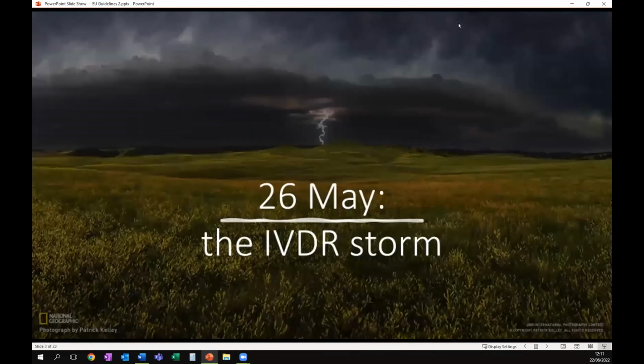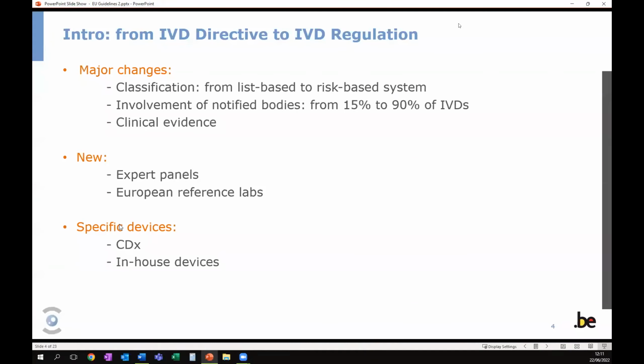So since last May, the IVDR finally applies after having been published since 2017. And because there are so many changes involved for IVDs, we do tend to speak of the IVDR storm rather than the IVDR application. And some of the most important changes are being described in the next slide, because those are needed to understand the rest of the presentation.